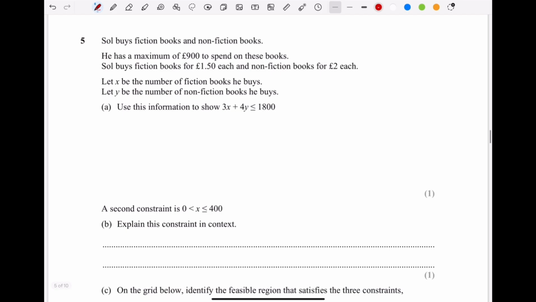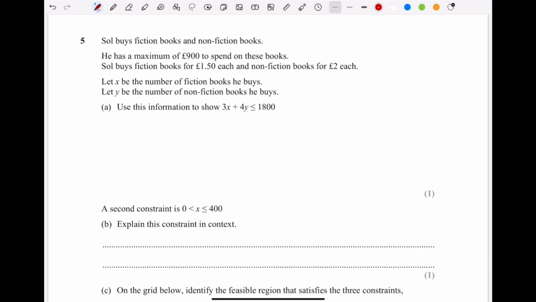Okay, now the next question is about inequalities. We are told that Sol buys fiction books and non-fiction books. He has a maximum of £900 to spend on these books, and the fiction books cost £1.50 each. Non-fiction books cost £2 each. If x is the number of fiction books he buys and y is the number of non-fiction books he buys, we want to show that 3x plus 4y is smaller than or equal to 1,800.